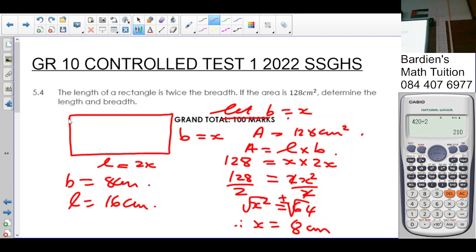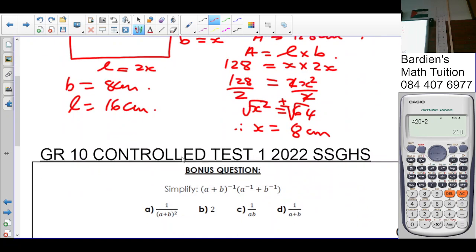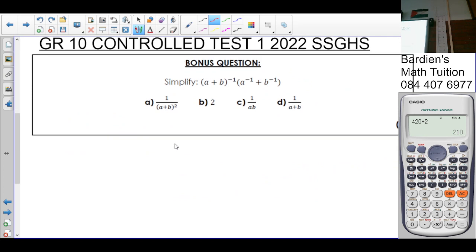Then the last question, the bonus question. We are asked to simplify (a plus b) to the negative 1 into (a to the minus 1 plus b to the negative 1). So again, we don't look at the answers. We first work it out and then we make our selection.